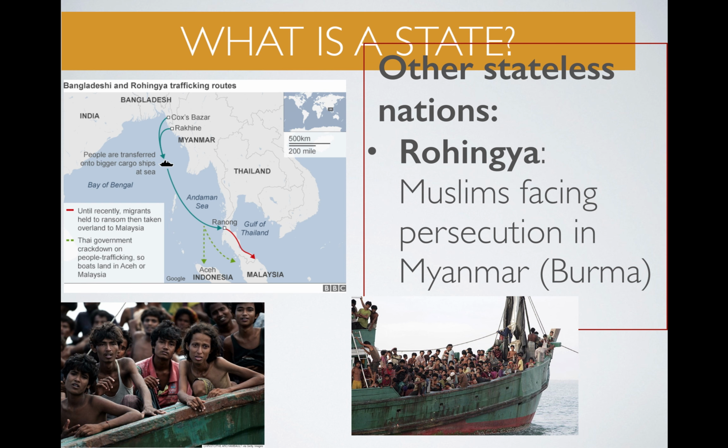Another stateless nation is the Rohingya people. These are Muslims who are facing persecution in Myanmar, which is also formerly known as Burma. And you can see, we talked about this when we talked about migration patterns and refugees. There is a massive, massive emigration of these people, specifically because of their faith, into other areas of Southeast Asia. So another example of a stateless nation.